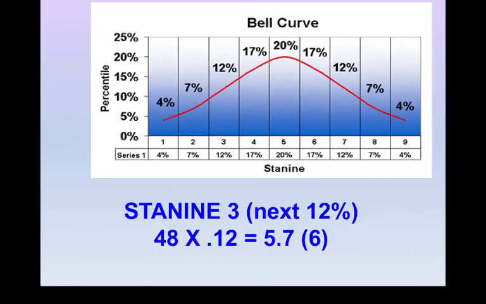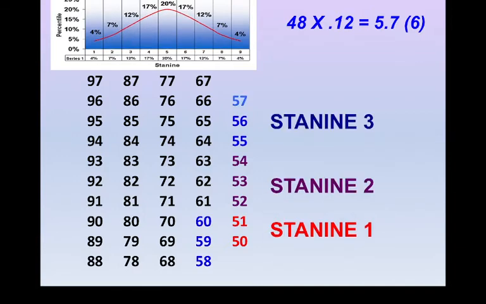Ituloy naman natin yung stanine 3. Ganun din. Mag-iiba lang yung porsyento ng stanine 3, magiging 12%. Which means the next 12% of scores after stanine 2 will belong to stanine 3. And to compute for that, 48 times 0.12 equals 5.7. Round it up to 6. The next 6 scores after stanine 2 will be stanine 3. So that's 1, 2, 3, 4, 5, 6 after stanine 2. So after ng 54, yung next na 6 na scores, yun ngayon yung under ng stanine 3. So, same process hanggang ma-achieve mo yung stanine 9.